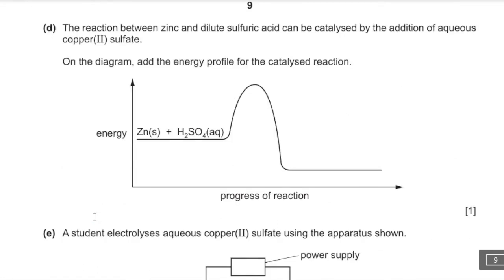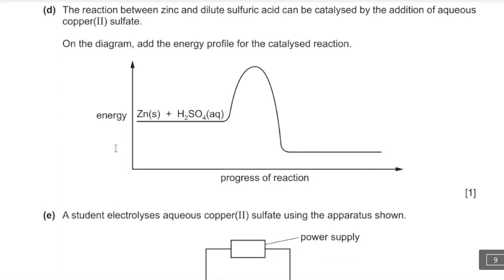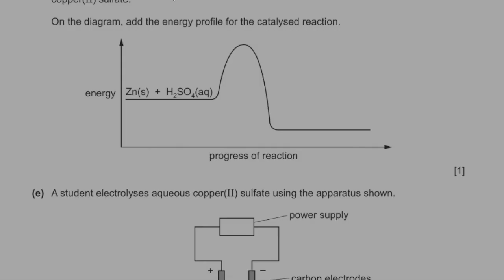D. The reaction between zinc and dilute sulfuric acid can be catalyzed by the addition of aqueous copper sulfate. On the diagram, add the energy profile for the catalyzed reaction. So the reaction stays the same, however, the activation energy decreases. As you can see over here, the height of the arrow would be less. You do not need to indicate this arrow.